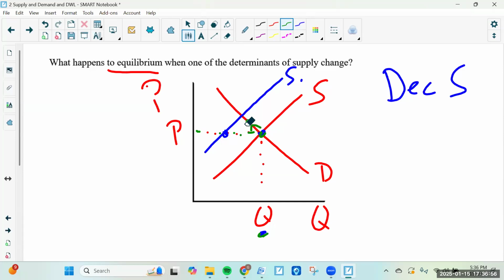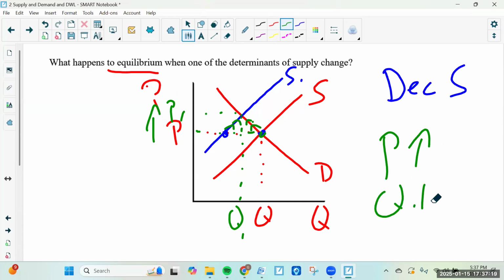Because the supply curve decreased, and as they raise the price, we want less of it. So we end up buying less because it's a higher price. Let me erase this right there. We're going to buy less of it because it's a higher price. So the price caused us to decrease the quantity that we wanted. So the answer here is price increases and quantity decreases.